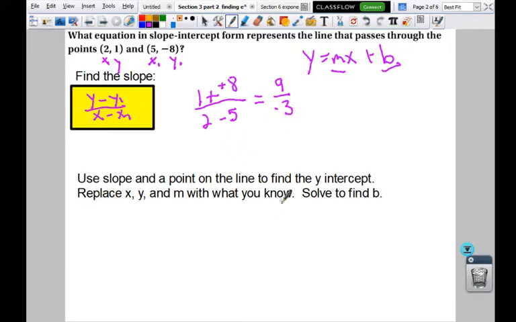I'll grab a note for there, Kyle. So I have 9 over negative 3. And before, when we've done slopes, Richie, not for YouTubes.